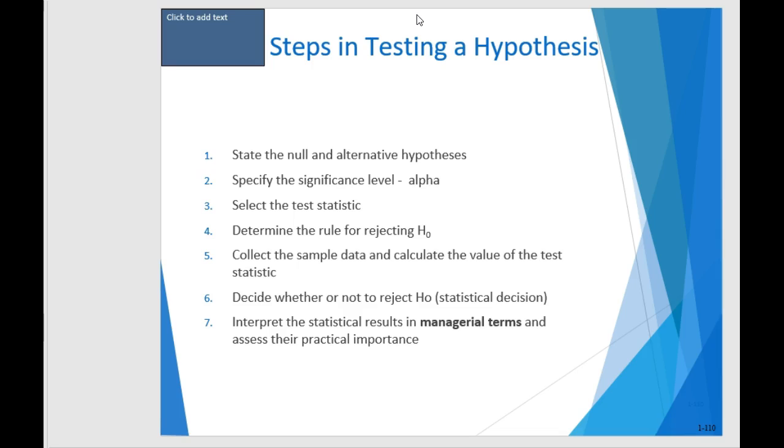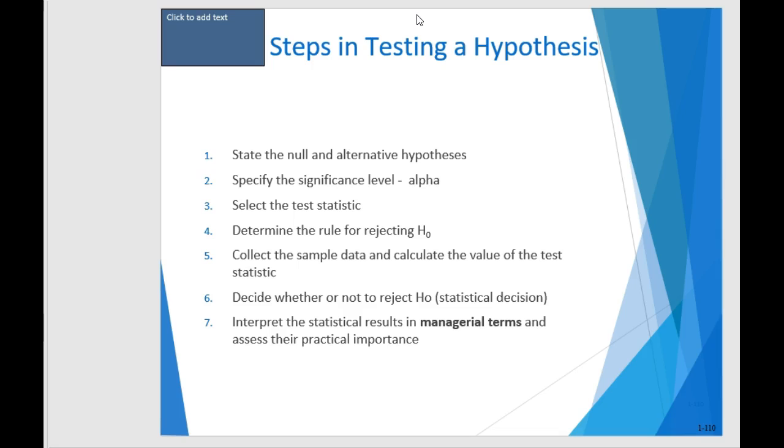And then, so number 5, collect the sample data and calculate the value of the test statistic. So this is the part in the problem where you've kind of read through the problem, and now what you want to do is go back to the problem and pluck out all the information that you need, write it down, and because we determined what test statistic we needed in step 3, we're going to then implement all the data that we have into that test statistic and come out with our Z data or our Z calc or whatever the test statistic's calculated value is.